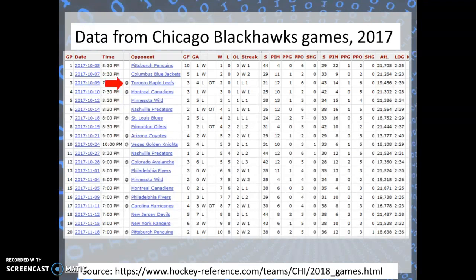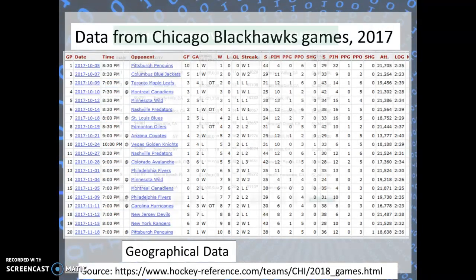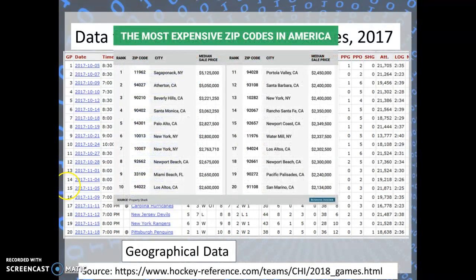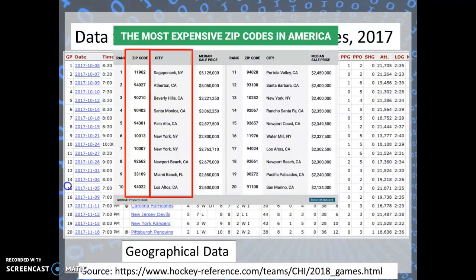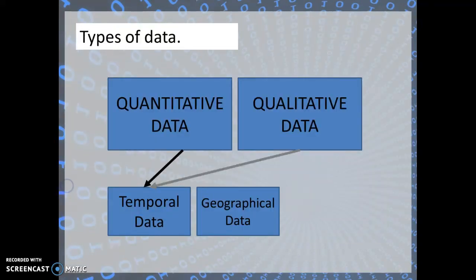Let's look at another type of data. Those little @ symbols tell me where the game is being played. That's geography. In geography, I could also represent it with zip codes. Zip codes are geography, and they are numbers. So I could describe geography with a name, and I could also describe it with numbers. What's that mean? Geographical data can be quantitative or it can be qualitative. You see what's going on here. Data gets very complex, with lots of different relationships between the data.